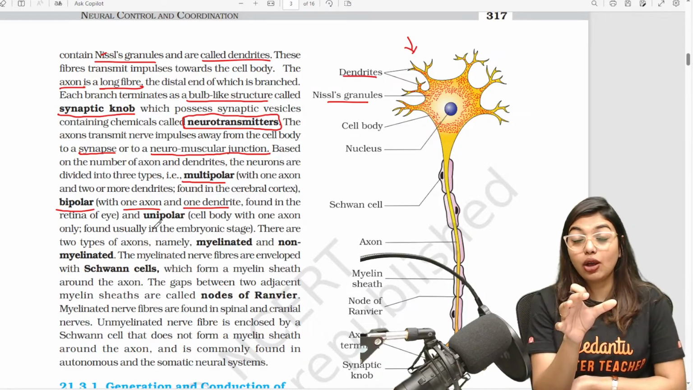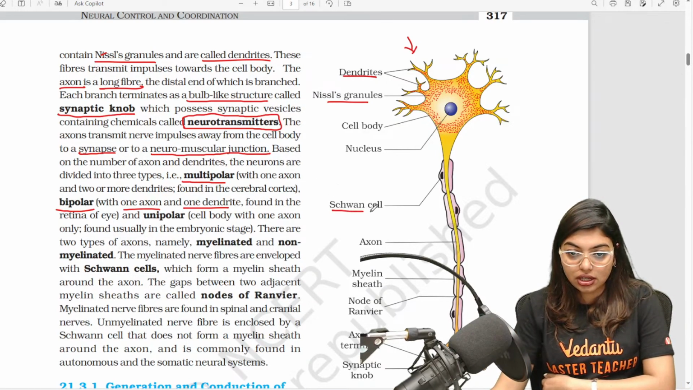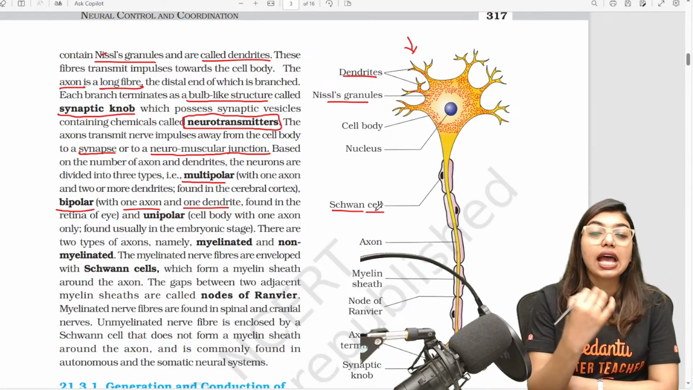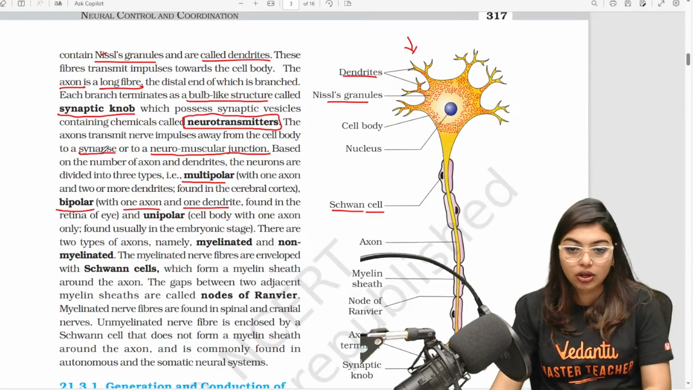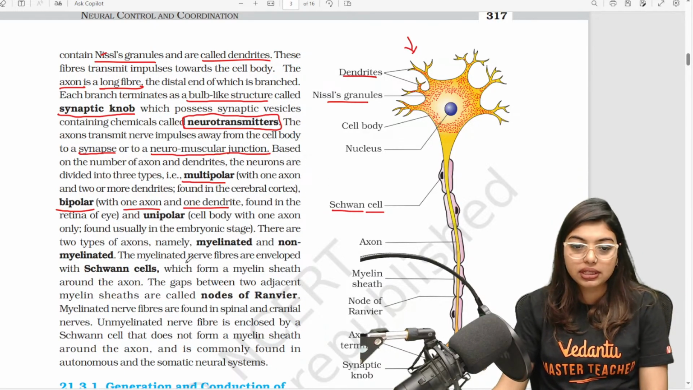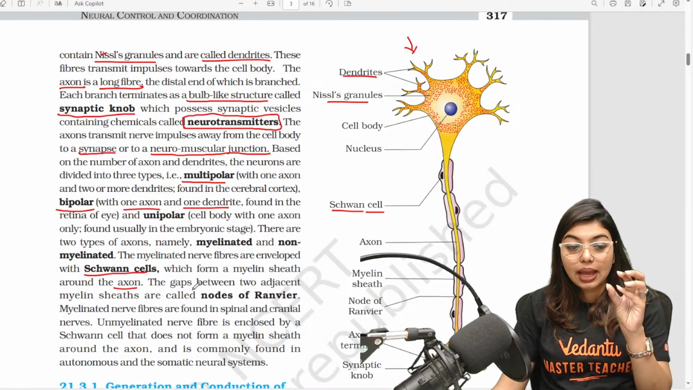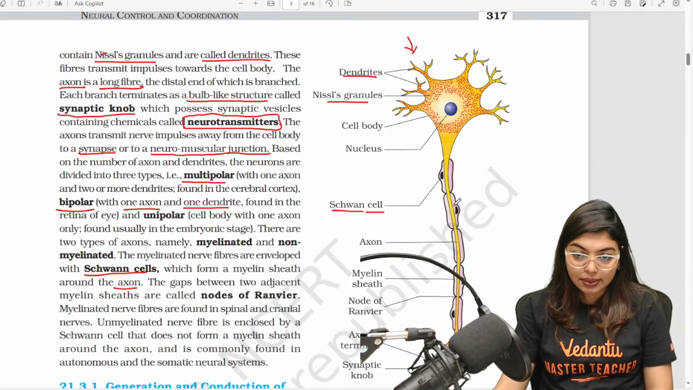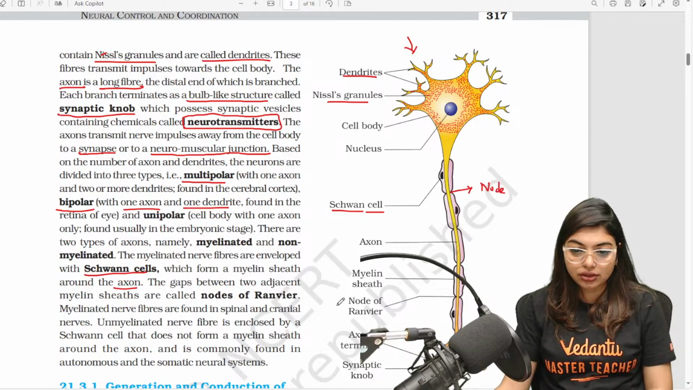Simple as that. Now, there is a set of cells called the Schwann cells. Can you see the cells here? These cells release the myelin sheath, which is a white colored substance. The myelinated nerve fibers are enveloped with Schwann cells, which form a myelin sheath around the axon. The gaps between two adjacent myelin sheaths are called the nodes of Ranvier. Here you can see.